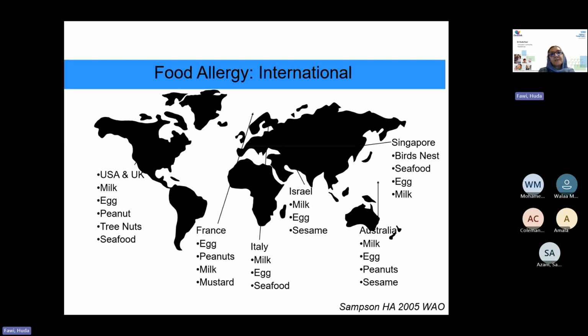Sorry, jumping from one thing to another, food allergies is international, and where we are in the world can mean increased incidence of a type of allergy. For example, in USA and UK, milk and egg is most common, as well as peanut and tree nuts, and as well seafood. In France, as well as milk and egg and peanuts, there's also mustard. In Italy, more to that is seafood. In Israel and Middle East, sesame adds on to milk and egg. Singapore, bird's nest, seafood, egg and milk. In Australia, again, milk, egg, peanuts and sesame.